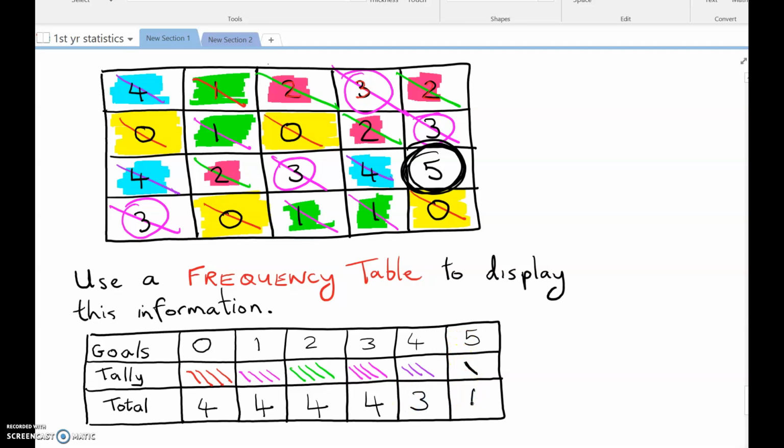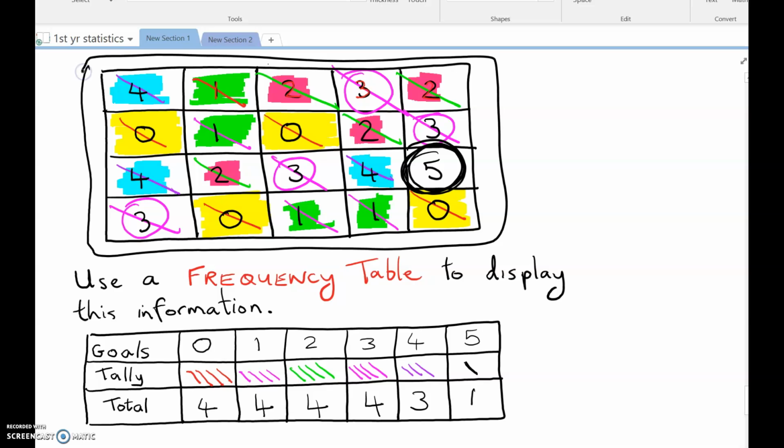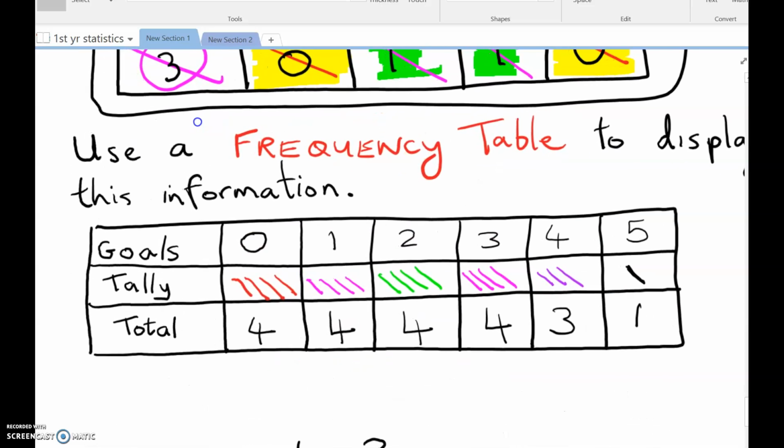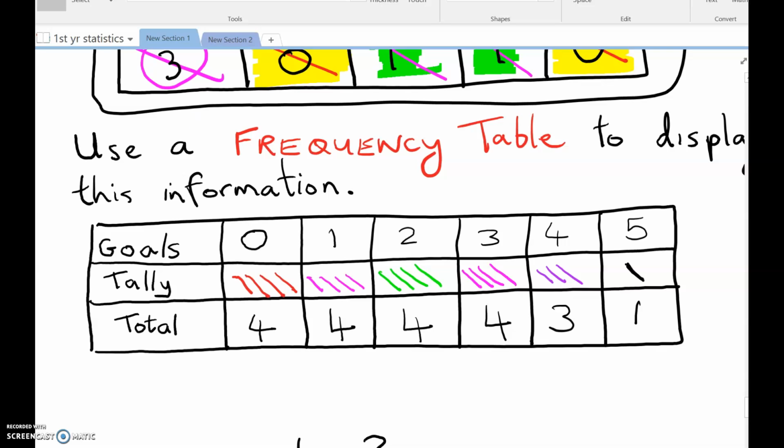Just the 1. Okay, so that is the box of information, a big messy box of information that I was given, and I've tidied it all up now so that I can see this information in a much clearer way. How many games had 5 goals scored? Just the 1. So we can see the information much clearer.